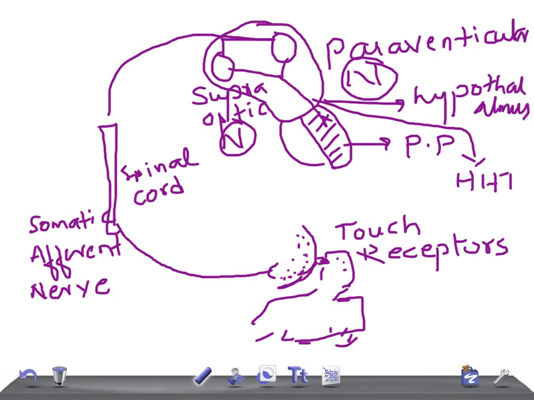So when the posterior pituitary gets the impulses from these nerve fibers, it releases a hormone that is known as oxytocin. Oxytocin is released by the posterior pituitary because of the impulses carried from the supraoptic nucleus and the paraventricular nucleus to the posterior pituitary.